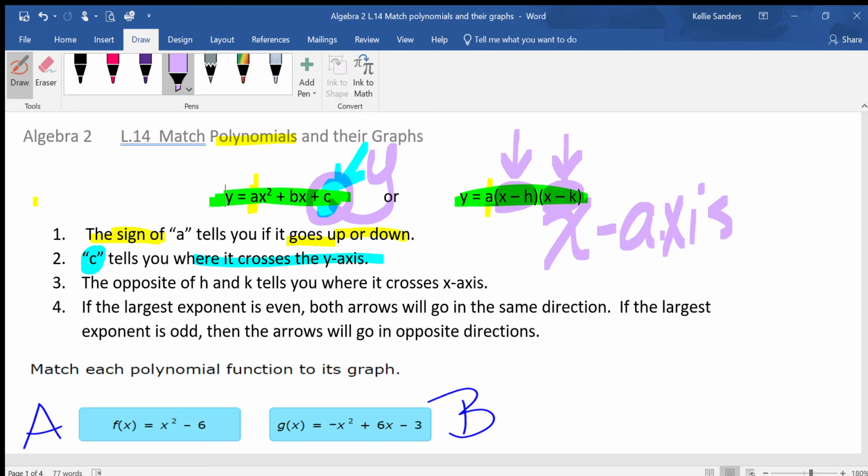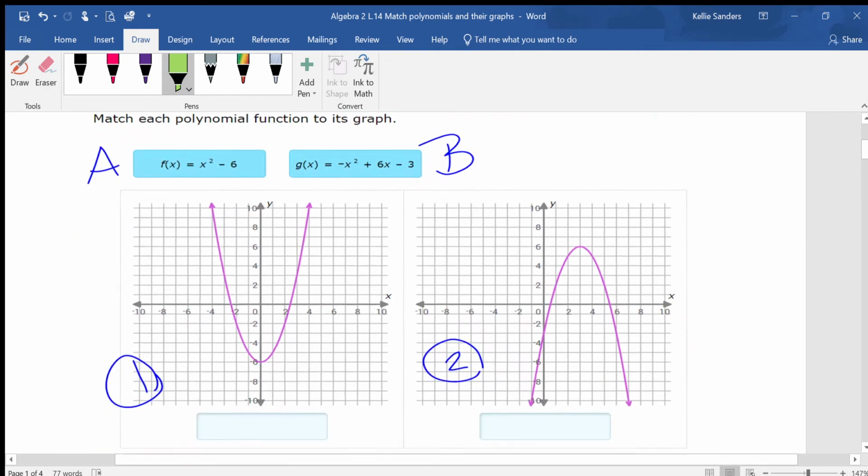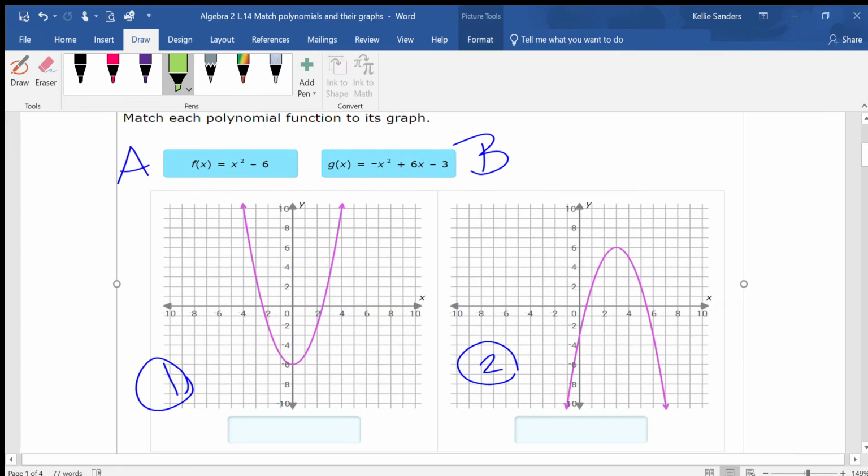And this is where I was on whenever I was talking about A. If your largest exponent is even, both of the arrows are going to go in the same direction. Either they're both going to go up or they're both going to go down. If the largest exponent is odd, then the arrows are going to be in opposite directions. So I'll go through all of that right now.